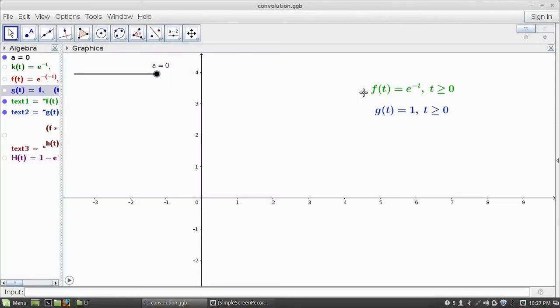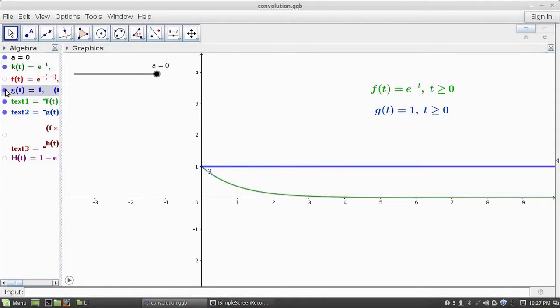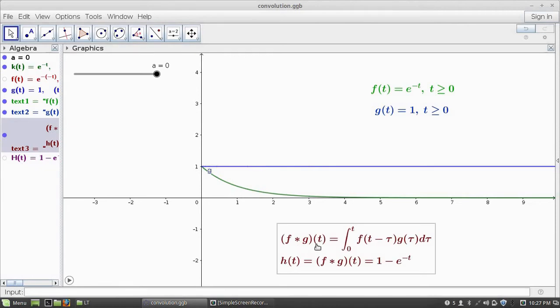Now see how the convolution of two functions f and g works. Consider the functions f(t) equal to e raised to minus t for t greater or equal to 0, and g(t) equal to 1 for t greater or equal to 0. So this is a graph of f(t) equal to e raised to minus t, and this is the constant function g(t) equal to 1. Their convolution product is defined as (f star g)(t) equal to integral 0 to t of f(t minus tau) g(tau) d tau. And on computation we can see that this f star g of t is equal to 1 minus e raised to minus t.